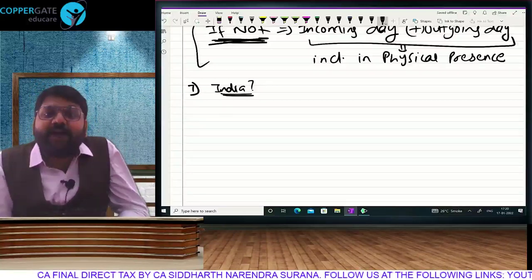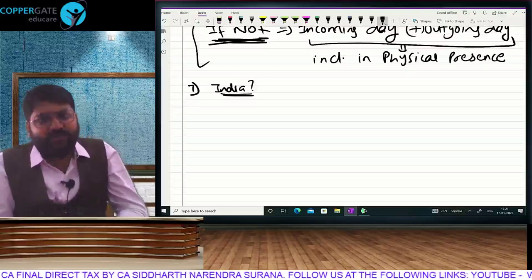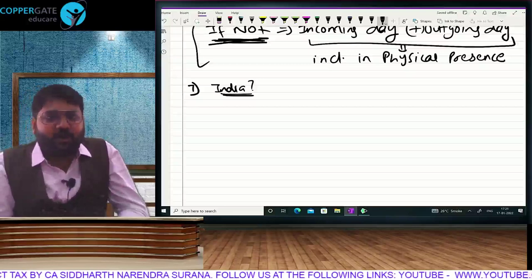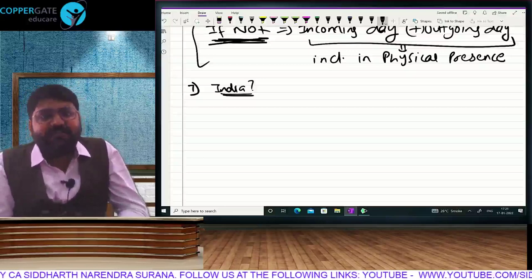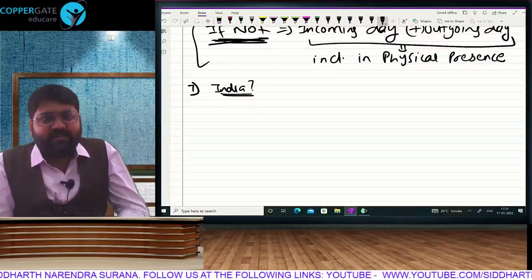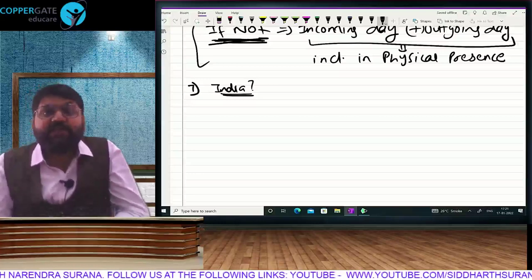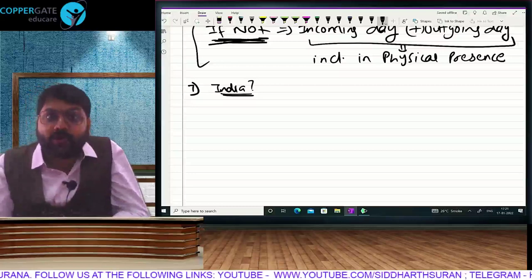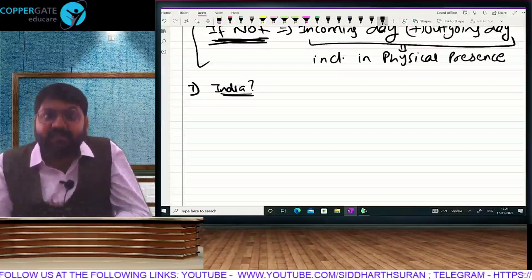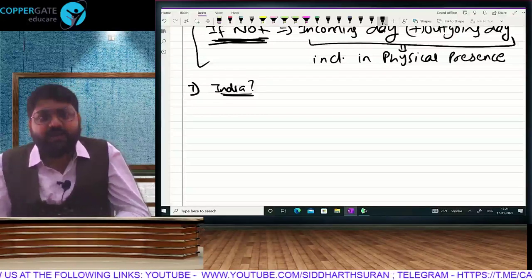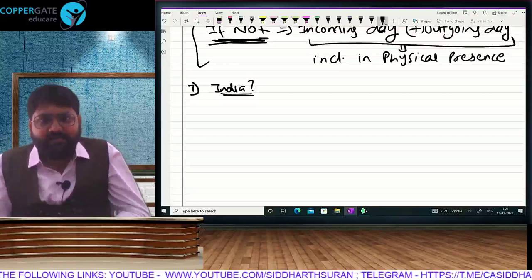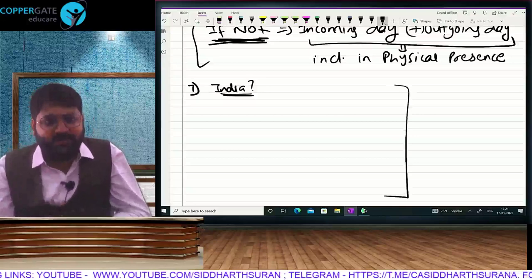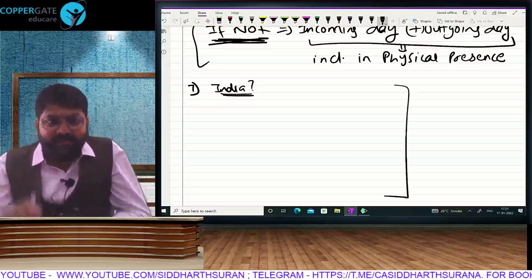Ladies and gentlemen, I have some news for you. Our income tax law has defined India. Definition of India for income tax purposes. I am not joking. This is a definition given in section 2. That means you have to be present in this India, not the India that you know.